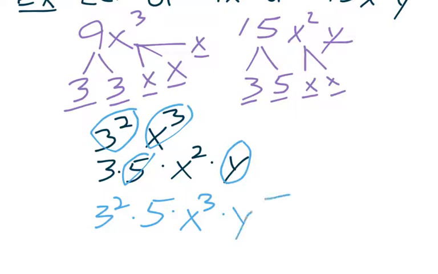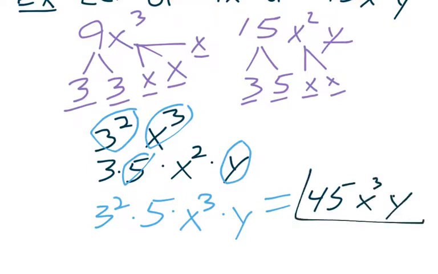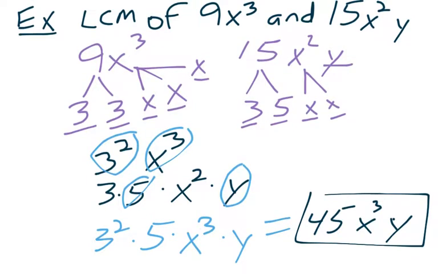Now I'm going to simplify that all out. So 3 squared is 9. 9 times 5 is 45. X to the third, or x cubed, y. Now I'm going to ask, does that make sense? I'm going to look back up at the initial question. And 9 and 15, I can think out 15, 30, 45. Yeah, 9 goes into 45. So that makes sense. And then my greatest x is x to the third, so that makes sense. And my greatest y is just y. So always check it to see if it makes sense.